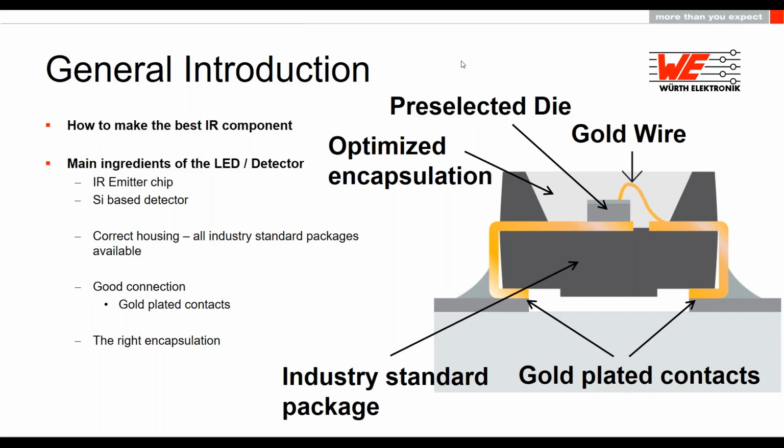The main ingredient to make the perfect LED is to put the correct parts together so that you have the optimum output of your pre-selected chip. You have a nice encapsulation so the light comes out, and most importantly for the customer, it is important to have the correct package. All this we will go through now in the following pages.